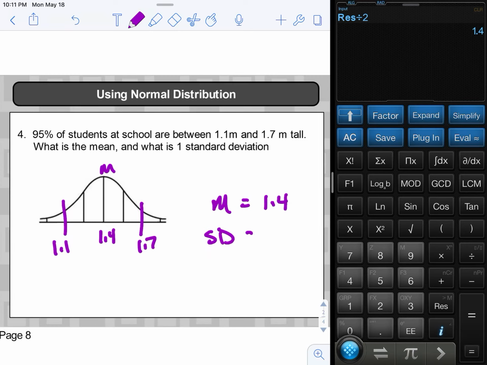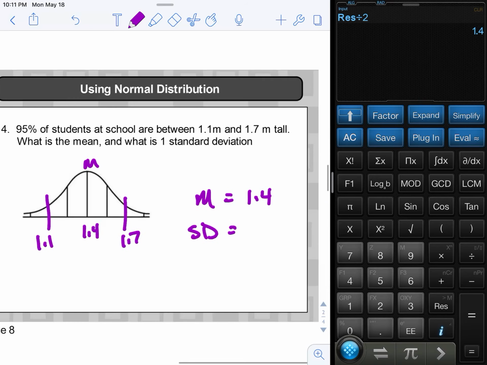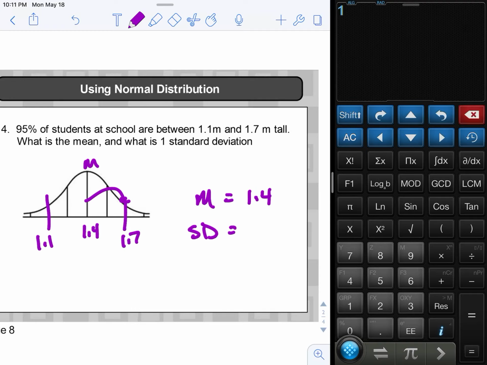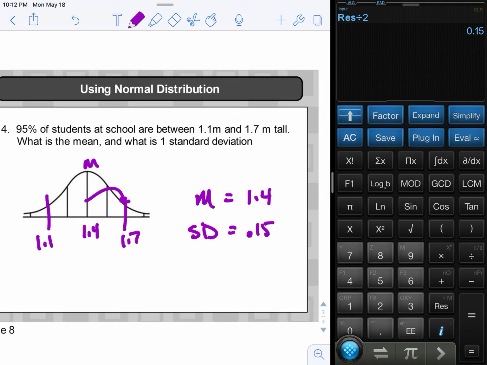All right, but the standard deviation is how much one jump is, okay? But this is 2 jumps, okay? So if we subtract, okay, that's 0.3, but that's 2 jumps. So I'm going to divide by 2 because I'm jumping 2 instead of 1. So each one is 0.15 jump, okay?